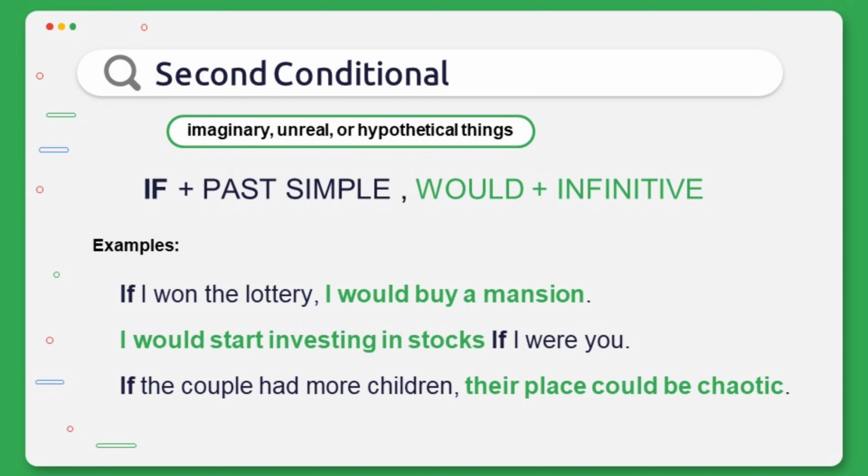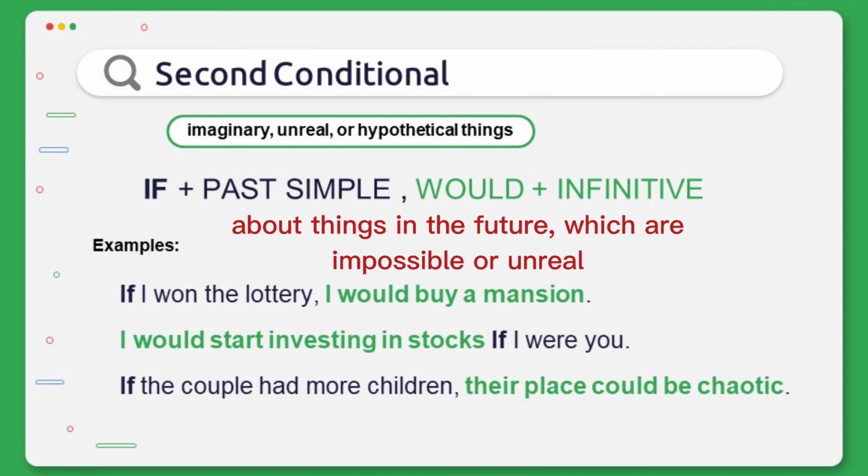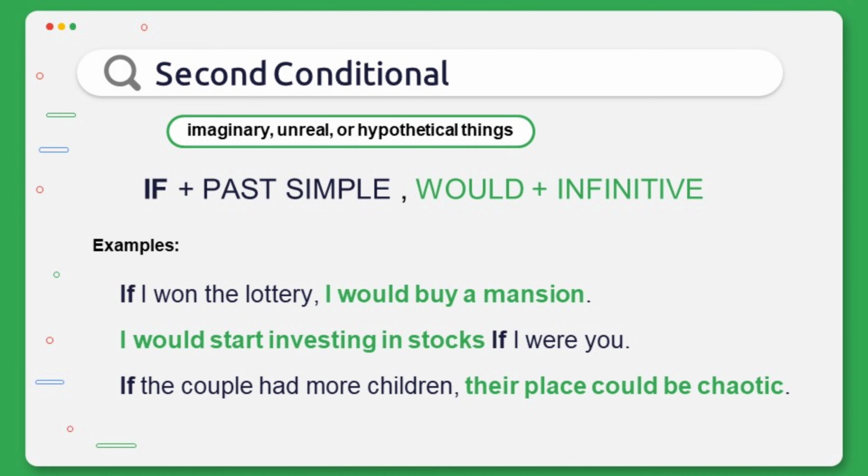These examples talk about things in the future that are probably not going to be true. Just like the first example, if I won the lottery, I would buy a mansion. This situation is imaginary. As I mentioned earlier, we can change the position of our clauses. It is not important which clause is first, but you have to remember that if the if clause comes second, there is no need for a comma. Just like our second example here, I would start investing in stocks if I were you.